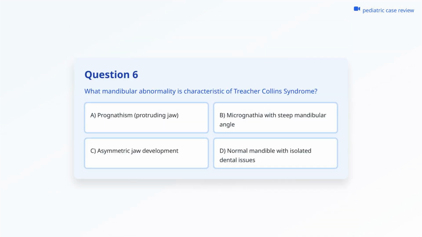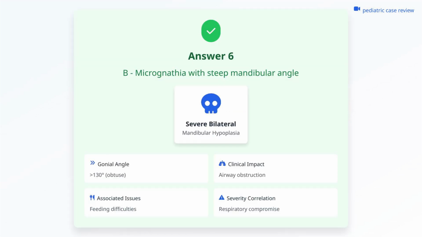Question 6. What mandibular abnormality is characteristic of Treacher Collins Syndrome? Option A, prognathism or protruding jaw. Option B, micrognathia with steep mandibular angle. Option C, asymmetric jaw development. Option D, normal mandible with isolated dental issues. Think about the jaw characteristics in this condition. The correct answer is B.